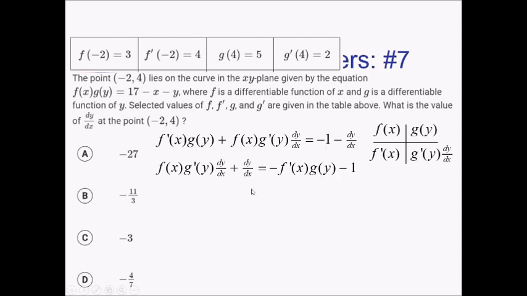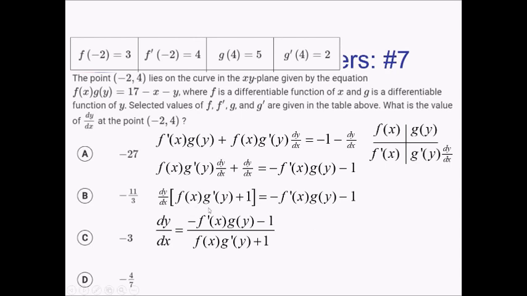At this point, since I only have dy over dx's on the left side, I can factor out dy over dx. That leaves me with f of x g prime of y plus 1 inside my parentheses. Right side is unchanged, but now I'm going to change it because I'm going to divide everything by this craziness inside these brackets here. So at the end of the day, my dy over dx formula is negative f prime of x g of y minus 1 over f of x g prime of y plus 1. Boy, what a mess. We still have to plug in -2, 4.